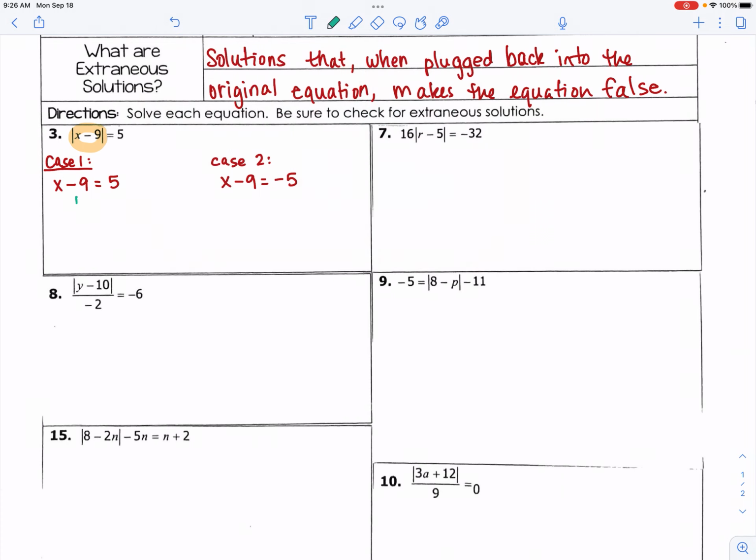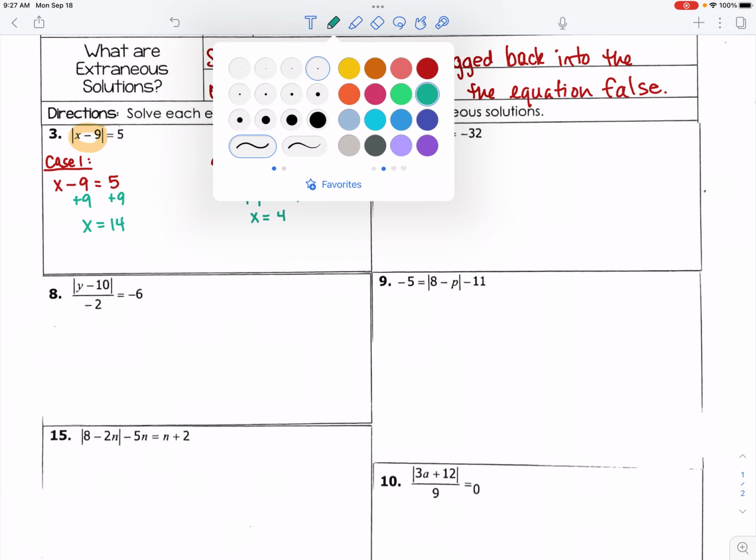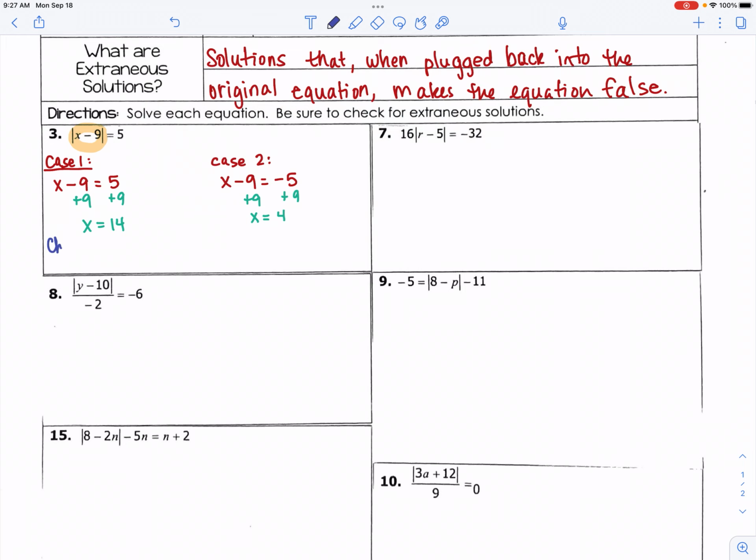Next, we solve. Add 9 to both sides here. We get x equals 14. Here we add 9 also to both sides, but instead of 14, we get 4. Now, when you check, you can just use a calculator to help you check. Just type in the absolute value of 14 minus 9 in the calculator and see what you get. That gives us 5, so it works out.